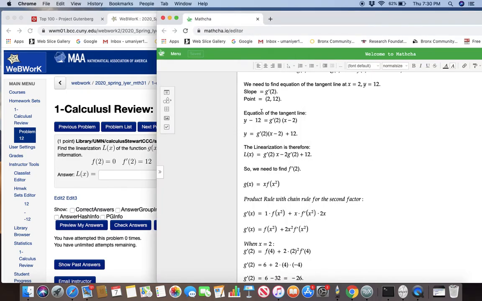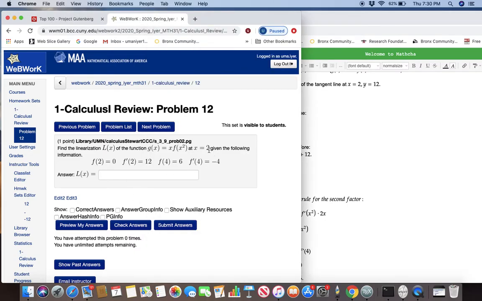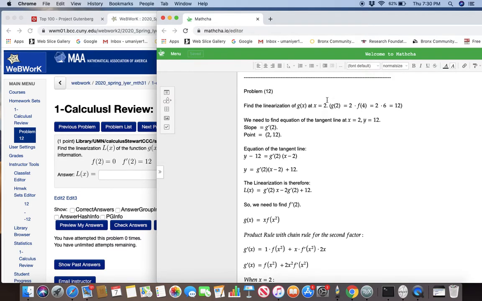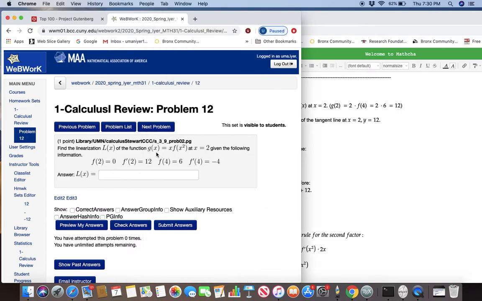Well, find the equation of a tangent line. The point given is x equals 2. When x is 2, let's find g at 2, right? G at 2 is 2 here and 4 inside, since 2 squared is 4. So 2 times f at 4. But f at 4, we are told, is 6. So 2 outside and f at 4 is 6. In all, g of 2 is 12.